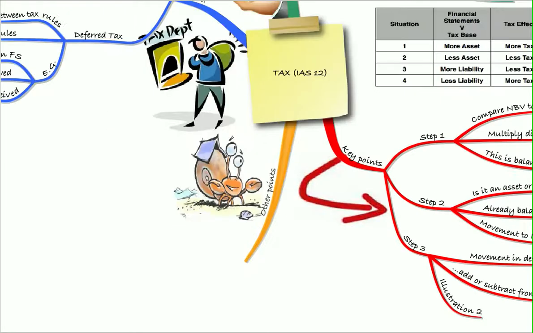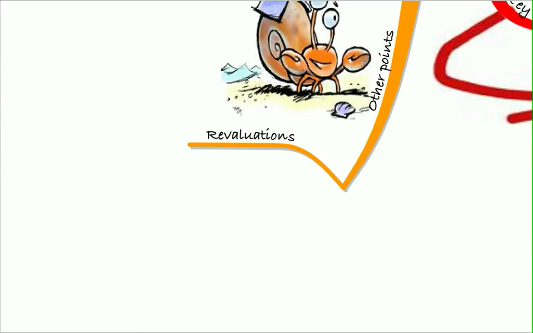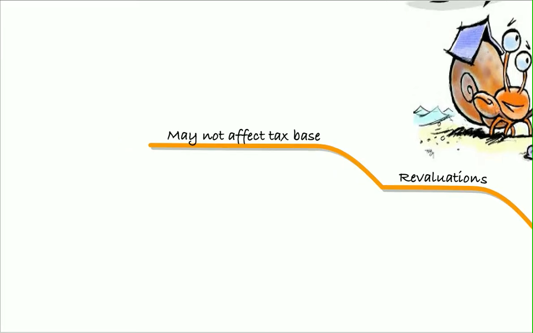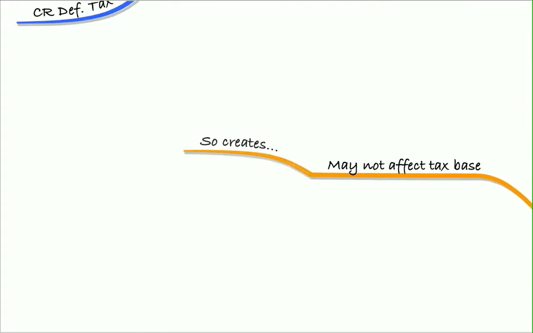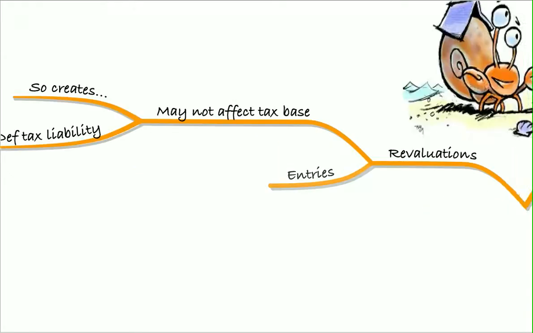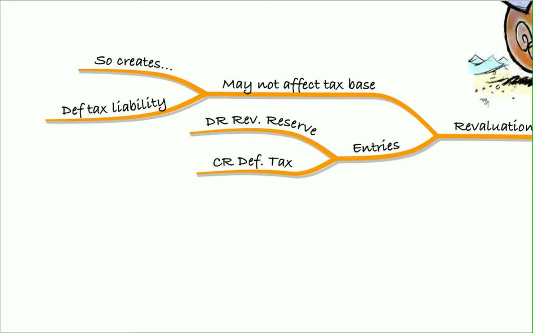So finally, some key points on deferred tax. Deferred tax could be created through revaluations. So if you think about it, a revaluation may affect the net book value but not the tax base. So that would create more deferred tax liability. So rather than taking this to the income statement on a revaluation, the entries will be debit the revaluation reserve, credit deferred tax. So rather than debiting the income statement, if it's a revaluation, we debit the revaluation reserve.